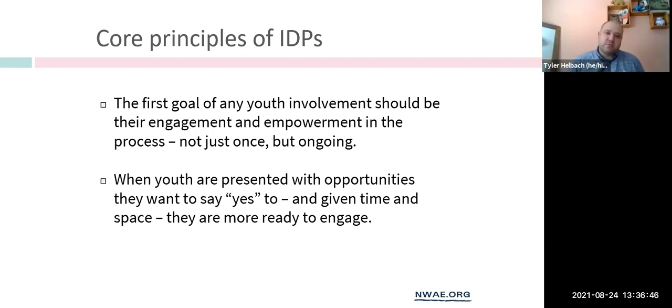Another one of our core principles that we found as a recruitment agency is that when we present youth with opportunities that they want to participate in, they say yes, right? That seems really redundant, but I think what happens a lot of the time in this space is that the opportunities that we're providing to youth are actually opportunities they don't want to engage in, and we probably wouldn't have wanted to engage in as a youth either.